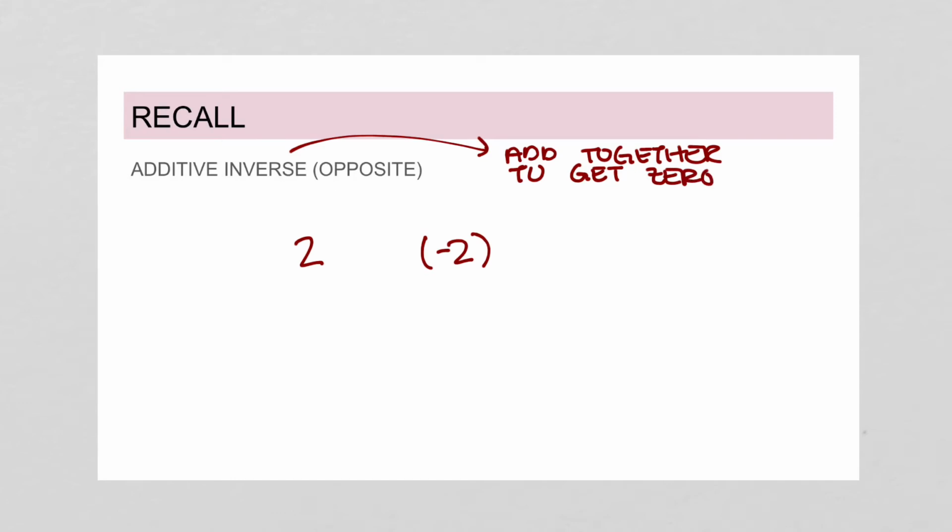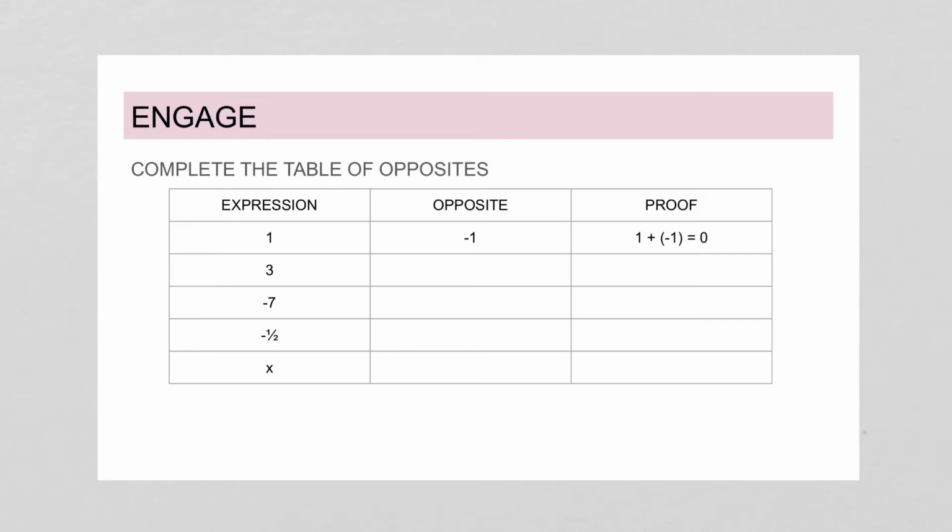Okay, so how do I prove that 2 and -2 are opposites, or additive inverses? Well, I'm going to add them together to see if I get 0. And that is an absolutely true statement: 2 plus -2 equals 0. It is its additive inverse. So our definition of an additive inverse or opposites is that we add them together to get 0. Okay, with that in mind, I want you to take a few minutes and fill out this chart.